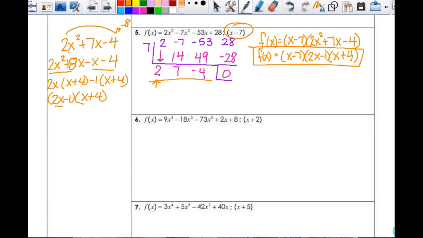And then I need my zeros. So what would my smallest one be? -4, and then 1/2. And then 1/2, and then 7. And there you go. Okay, everybody okay with that? All right, we're going to skip number 6. Ask me questions if you have questions. Skip number 6. I want you to do number 7.